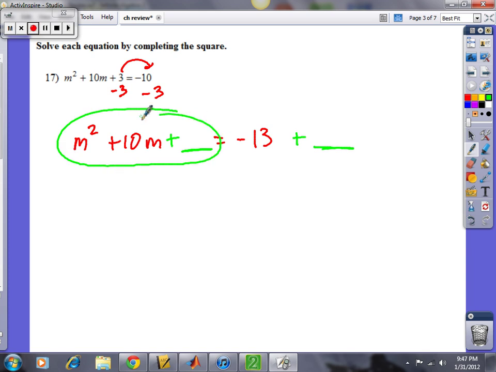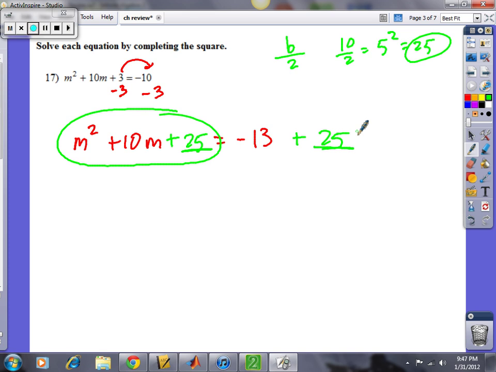So you take b, divide it by 2. So b is 10, so I'm going to do 10 divided by 2, that's 5. And then you square it. 5 squared equals 25. So that's my number. I'm going to add 25 here, and I'm going to add 25 here.